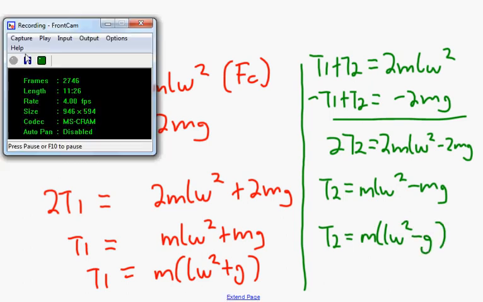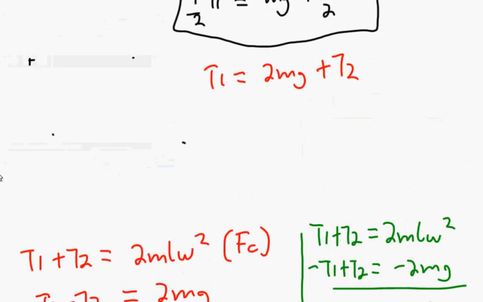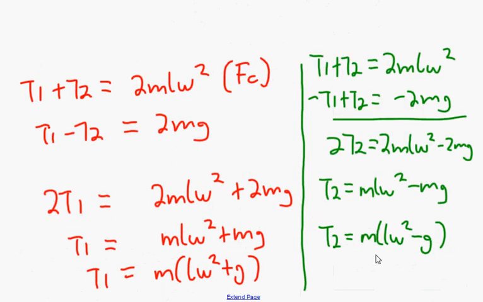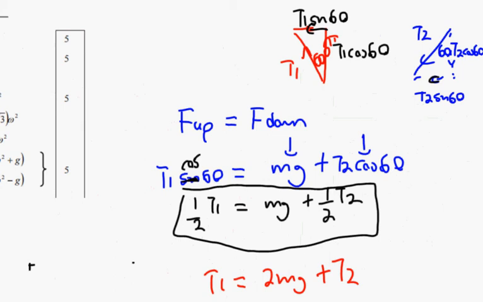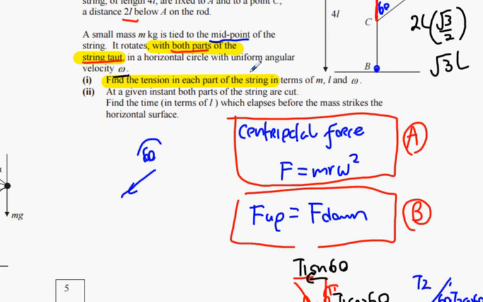Okay. So guys, the two tensions in question are T2 and T1 here. You can see T1 equals m(L omega squared plus g), and T2 is m(L omega squared minus g). So according to the question, that's exactly what we're looking for. So that's gone now.